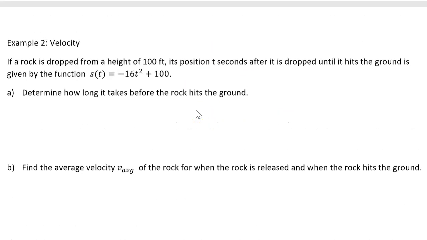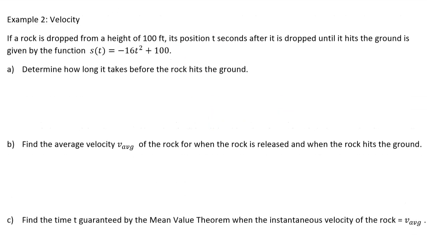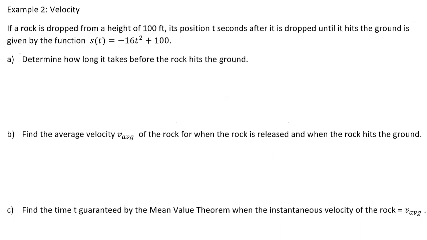Next example is going to be velocity, so we're going to take a real-world context, and we're just going to apply the mean value theorem and think about how each part relates to real life. If a rock is dropped from a height of 100 feet, its position t seconds after it is dropped until it hits the ground is given by the function s of t equals -16t squared plus 100. Determine how long it takes before the rock hits the ground.